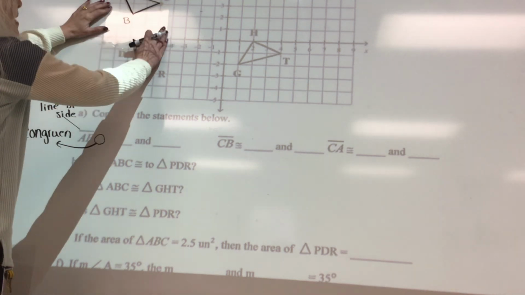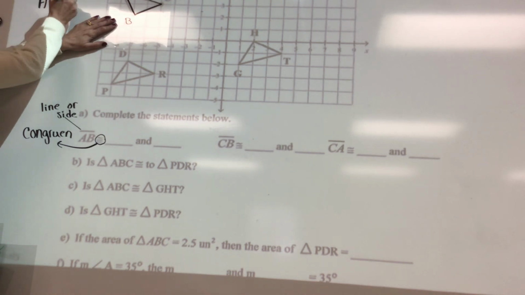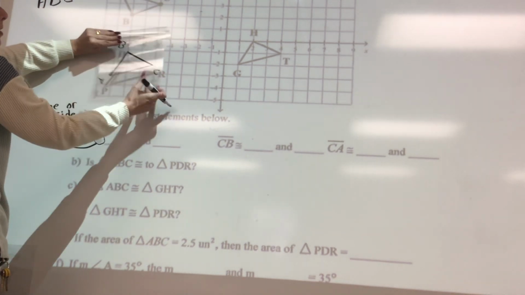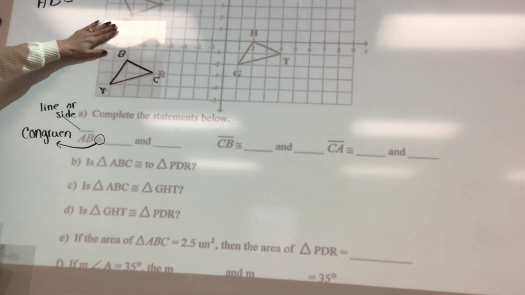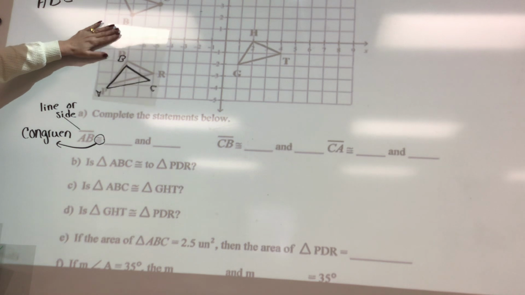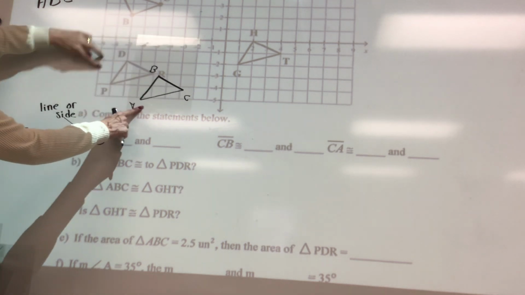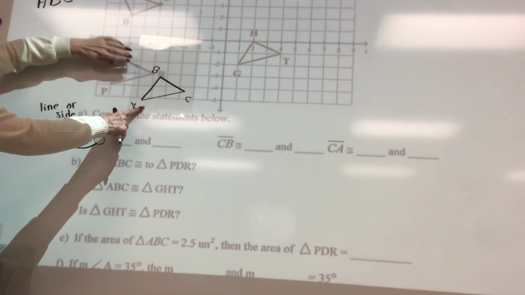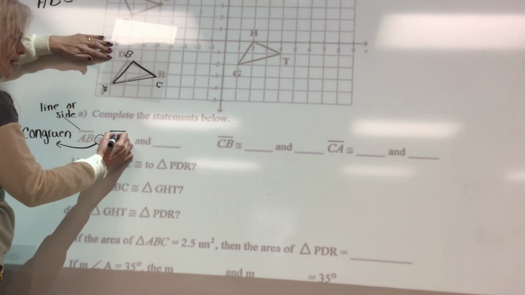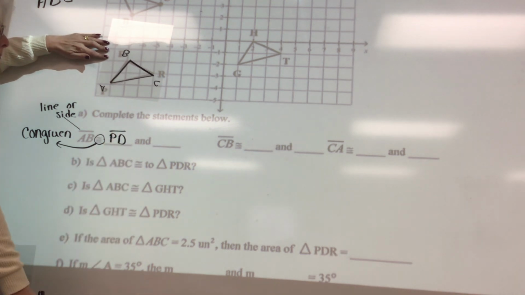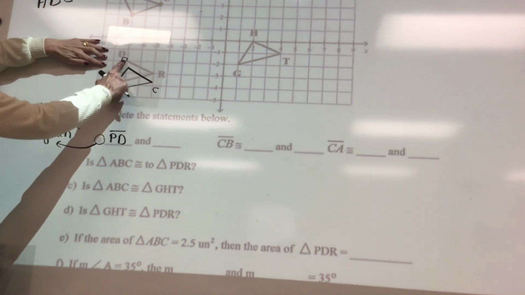Because if I take triangle ABC and I reflect it across to triangle PDR, here's A and B, doesn't that match up with P and D? So side AB is congruent to side PD. A matches up with P and B matches up with D.